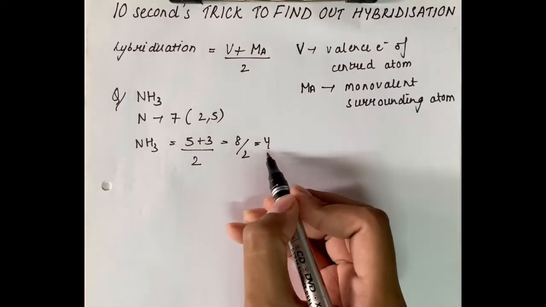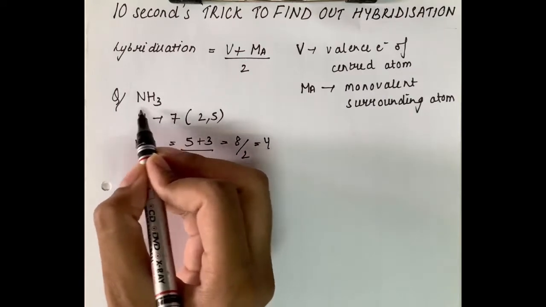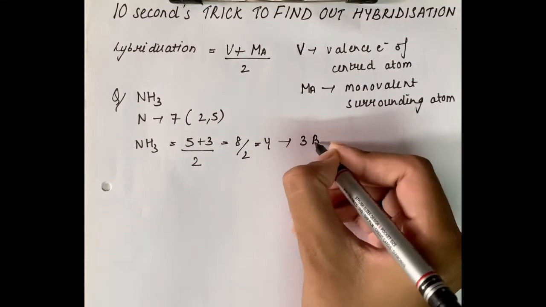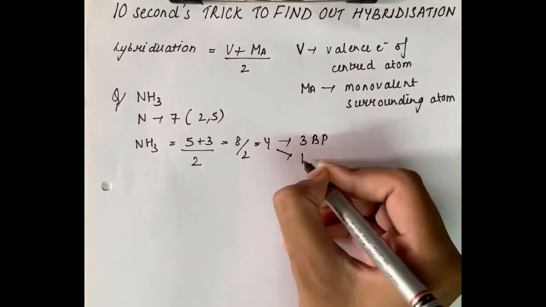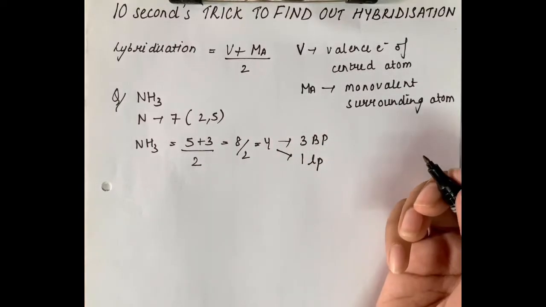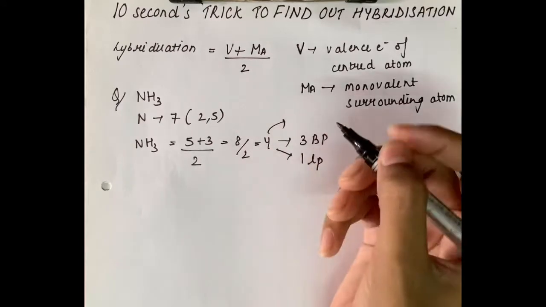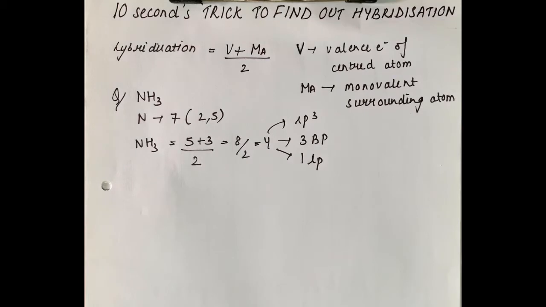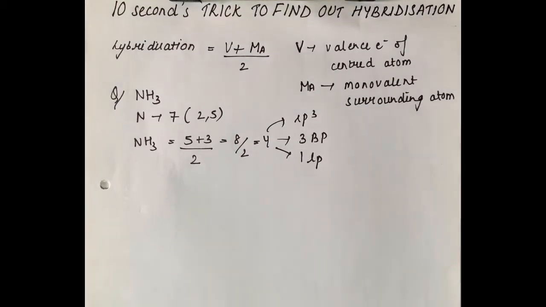But since there are only 3 side atoms present here, but the answer comes out to be 4, this indicates that there will be 3 bond pairs and 1 lone pair present in case of NH3. And its hybridization will be sp3. So now I want you all to grab a pen and a paper and start doing the questions along with me.